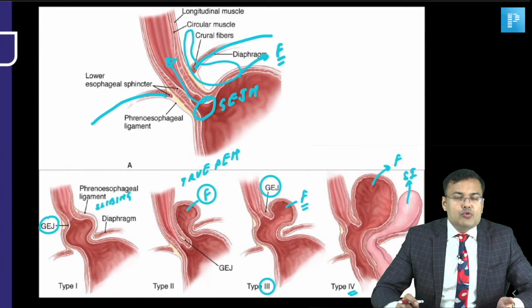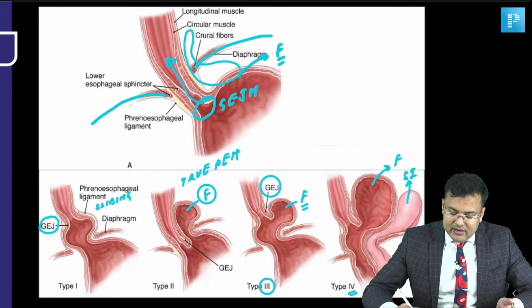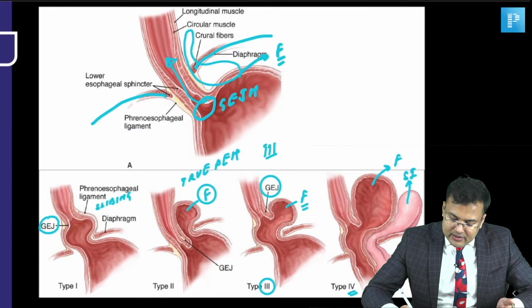So the most common type of paraesophageal hernia is type 3. Type 3 is the most common type of paraesophageal hernia.